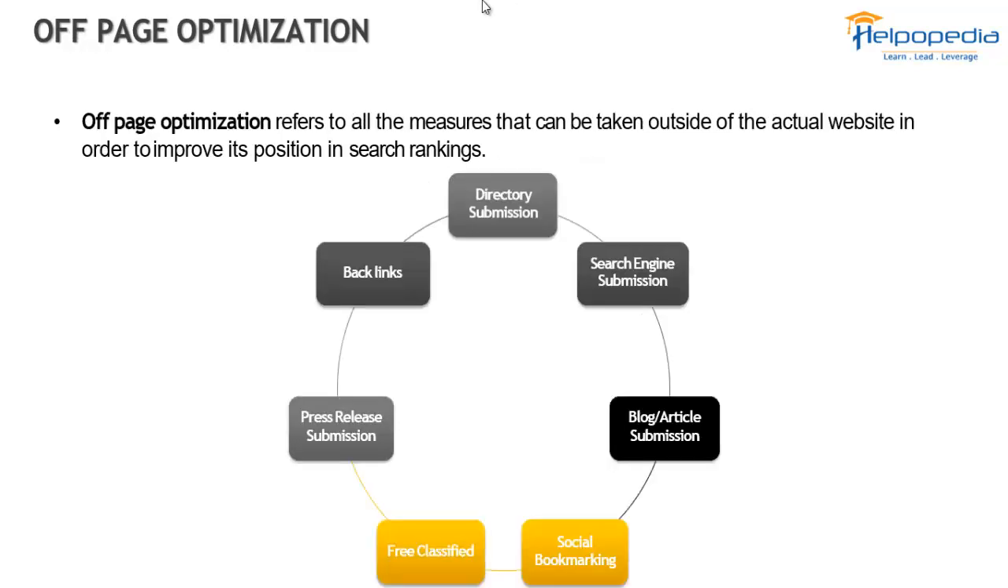Now the next thing is off page optimization. In off page optimization, we will not touch anything on our website. We will close our website. And in off page optimization, I will be promoting my websites everywhere. Say in directory submission, search engines, then blog article submission, social media, bookmarking websites, free classifieds, press release, backlinks, all these things. So if I talk about directory submissions, then I need to add my website. I need to create content over there.